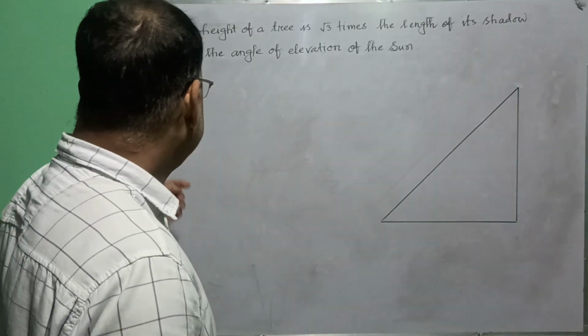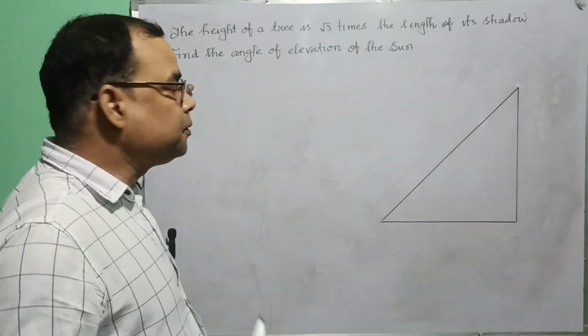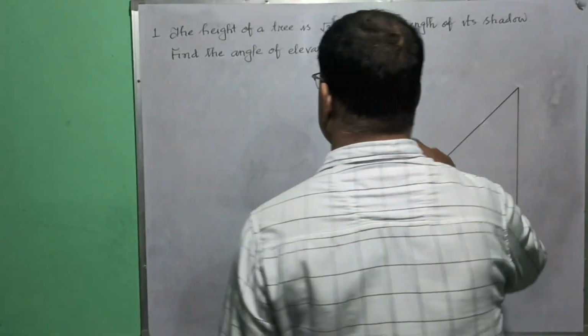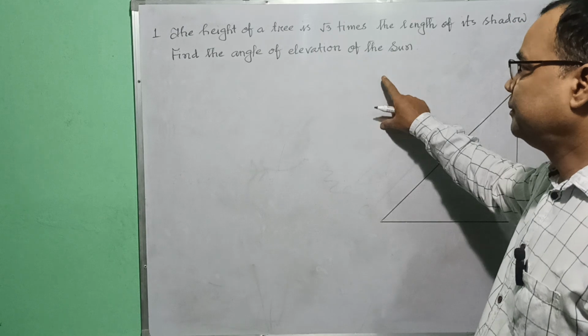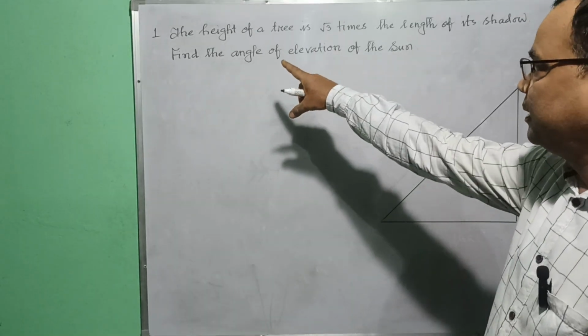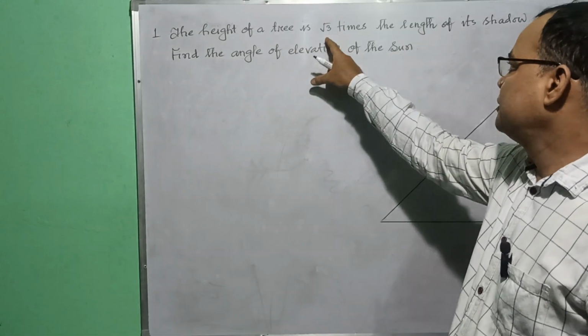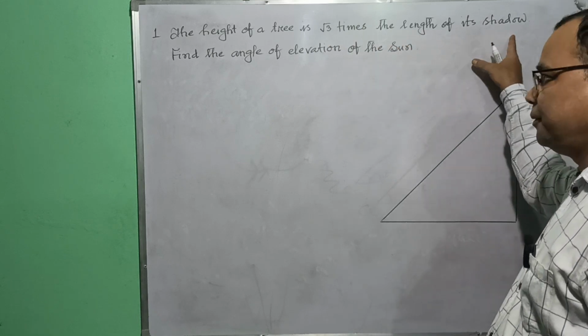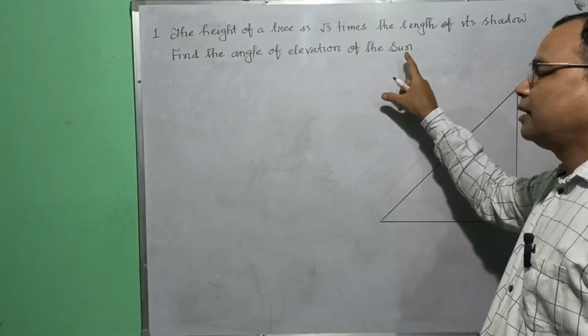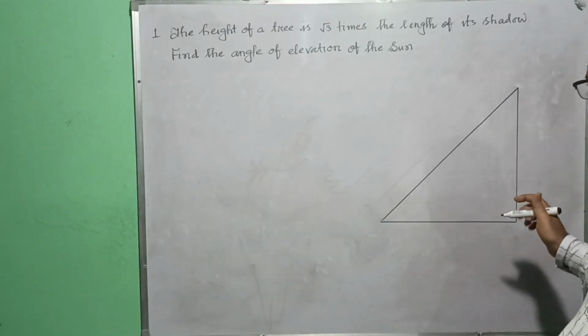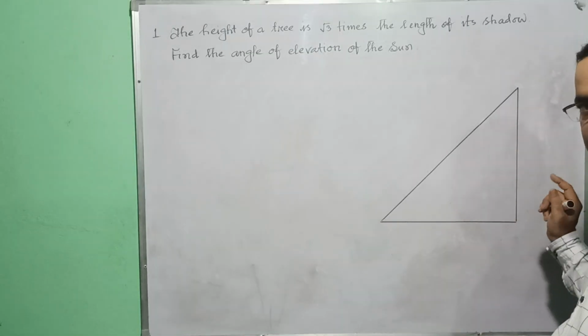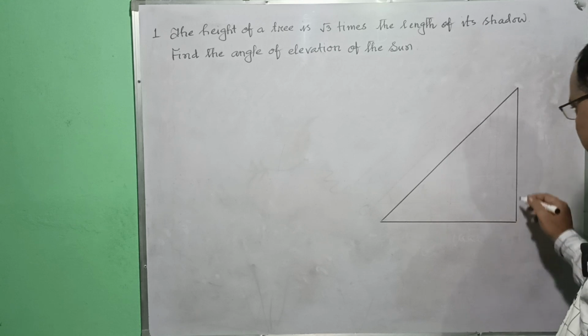So let us start with an easy example. Here I choose an easy question so that you can understand at the beginning. So the question is, the height of a tree is √3 times the length of its shadow. Find the angle of elevation of the sun. So for this, first of all you have to draw a figure. So I have already drawn.